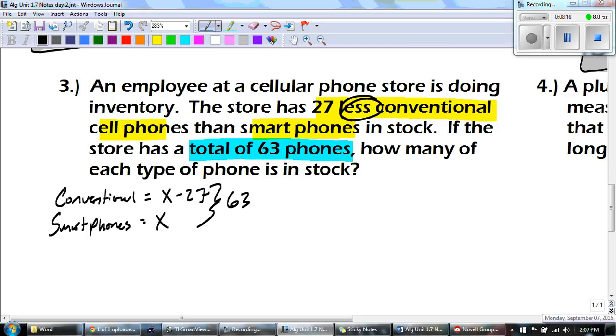Why don't you guys see if you can write the equation on your own? Go ahead and pause the video and good luck.